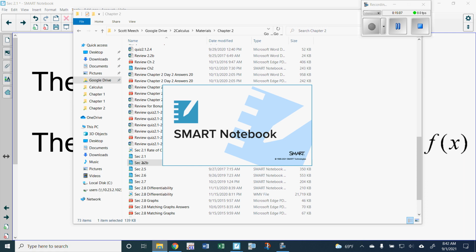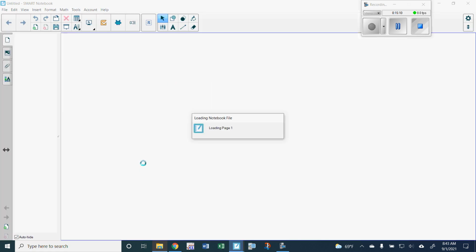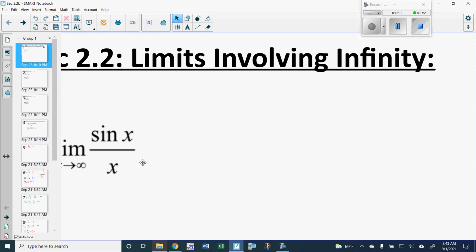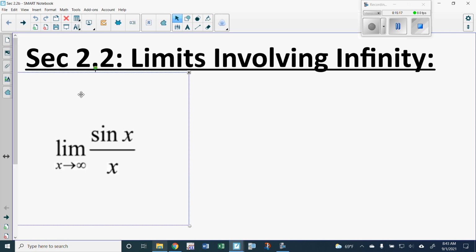About some limits involving infinity. Now, there's one type of limit to infinity, and that's this: the sine of x over x as x goes to infinity. That's the one type of limit where x goes to infinity. We'll talk about this later. What we want to talk about here is when your answer is infinity. So we want to look at the difference.